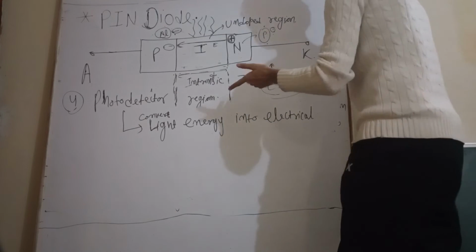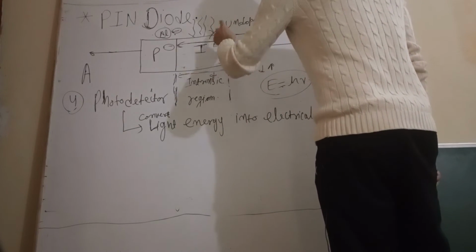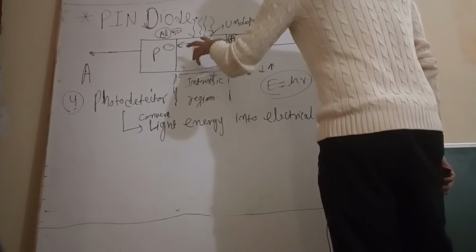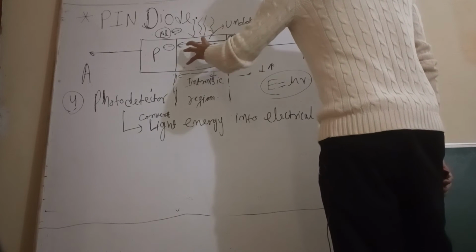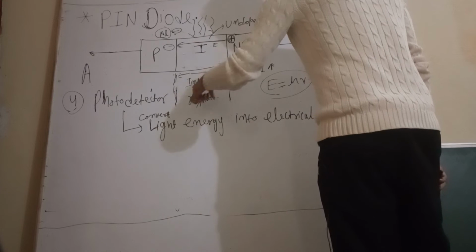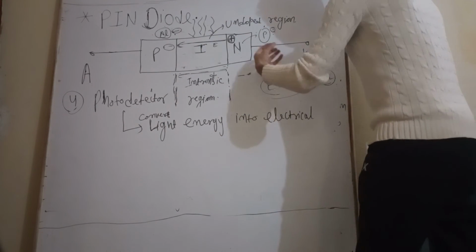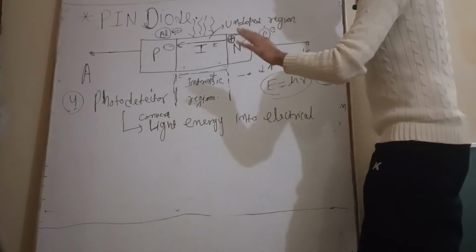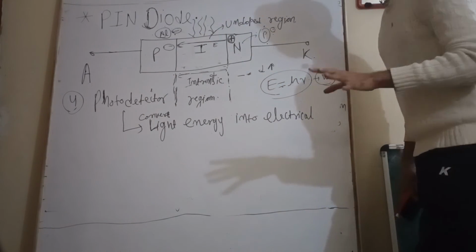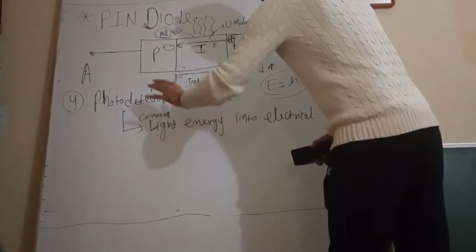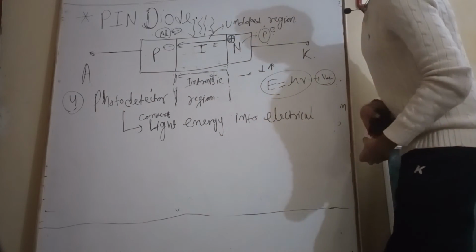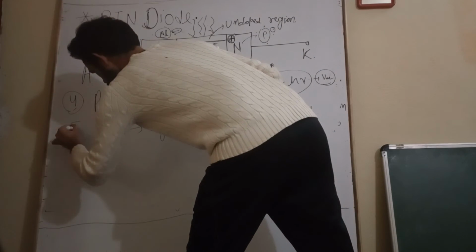In this way, those charge carriers which are bound within this depletion region are able to break out of the covalent bond, and they will get free. So this is the photodetector. Now the fourth one is done, so let us see the fifth one.